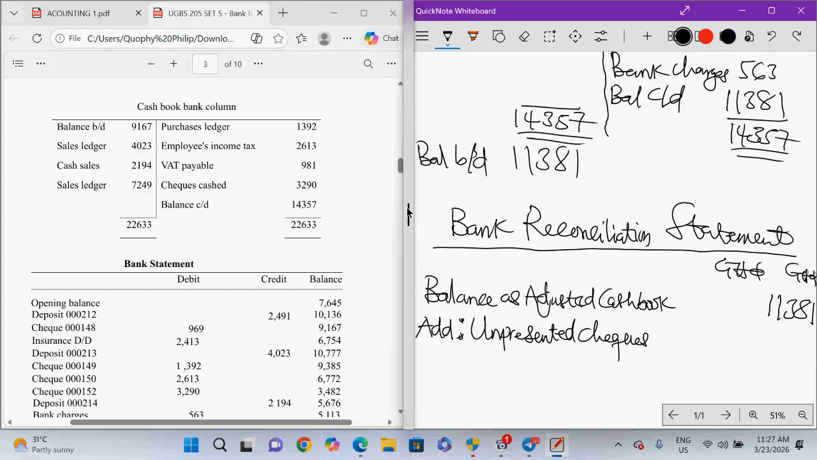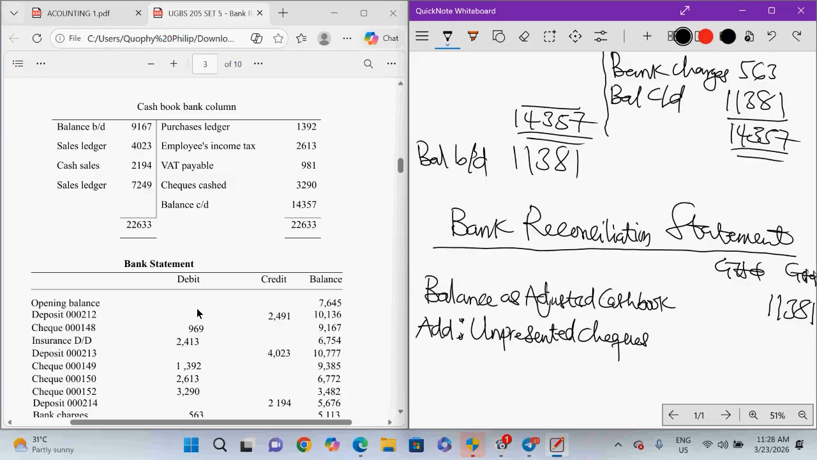But the bank statement. So let's compare the credit side of our cash book to the debit side. Which figure is in the cash book credit side, but not in the bank statement debit side? Any check that you think is at the credit side of the cash book, but not at the debit side of the bank statement? Yes. The VAT payable.